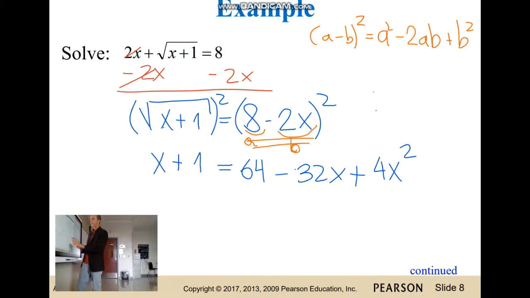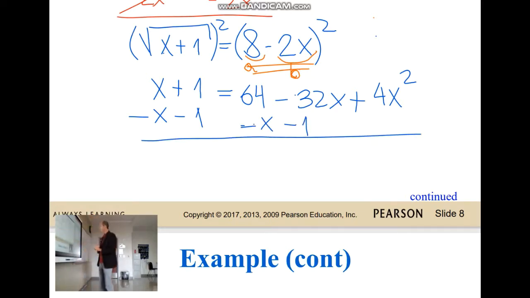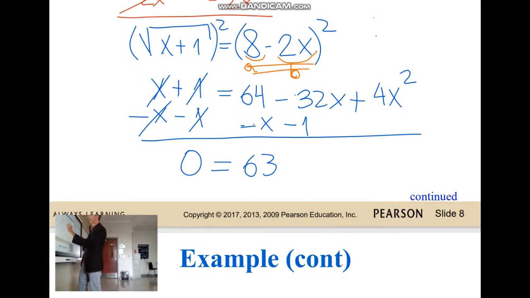We need to simplify and try to find a solution for the resulting equation, right? So what we're going to do, first, let's subtract x and subtract 1 from both sides. Okay, and then we're going to simplify this. This is going to be 0 equals 64 minus 1, 63. And negative 32x minus x, negative 33x plus 4x squared.